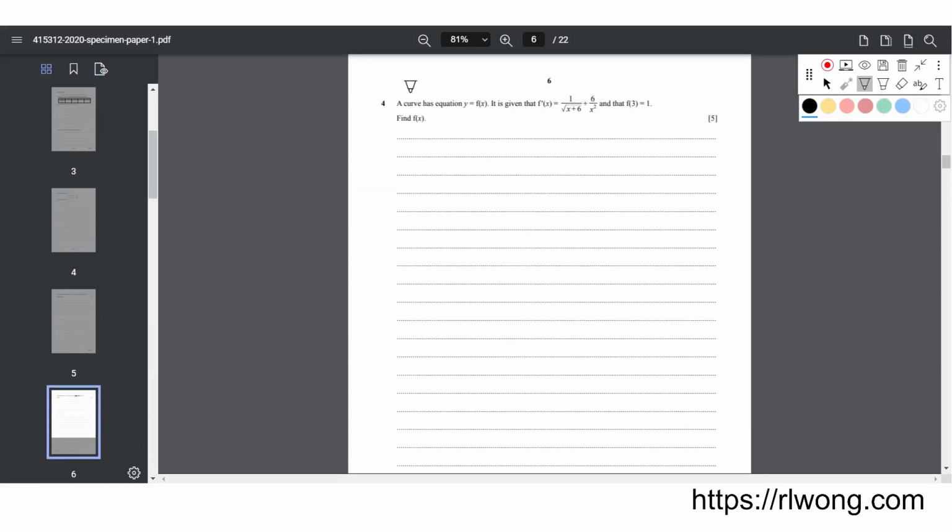In question 4, you are given a curve with the equation y equals f(x), and you are given that f prime x is equal to 1 over the square root of x plus 6, plus 6 over x squared, and that f(3) is 1, so find f(x). If you are given f prime x and you're asked to find f(x), you will integrate. Integrating f prime x will give you f(x). Remember when you do an integration, you have a plus c, so that is why they give you this to find the value of c. So let's first find f(x).